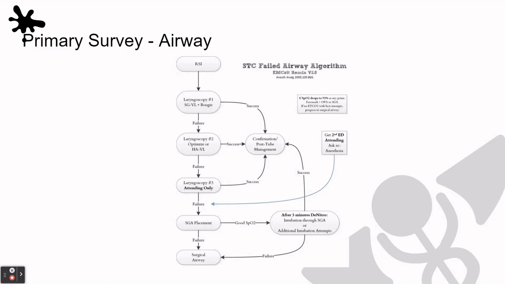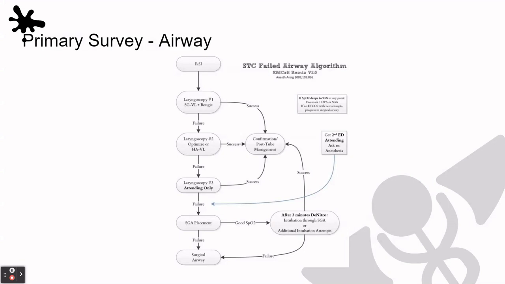So maybe that's, they don't have it in this order, but maybe that's adding the bougie or doing it with the video laryngoscopy, whatever. You fail again, your attending is going to do it. If your attending can't get it, now you need to talk about moving on from the idea of an ETT tube. So SGA placement, so a supraglottic device like LMA can happen.